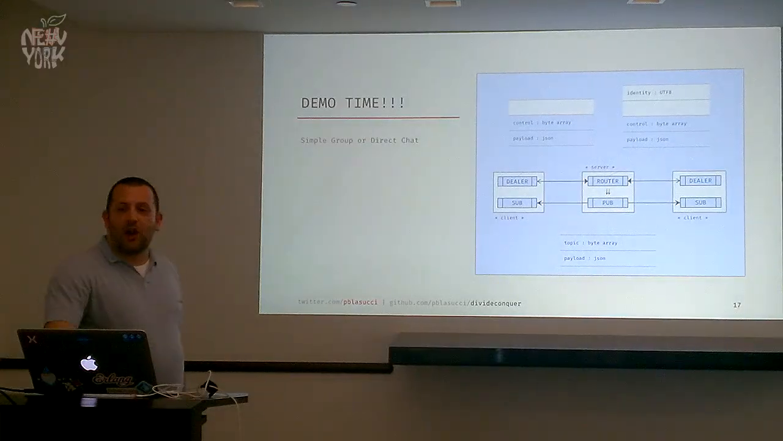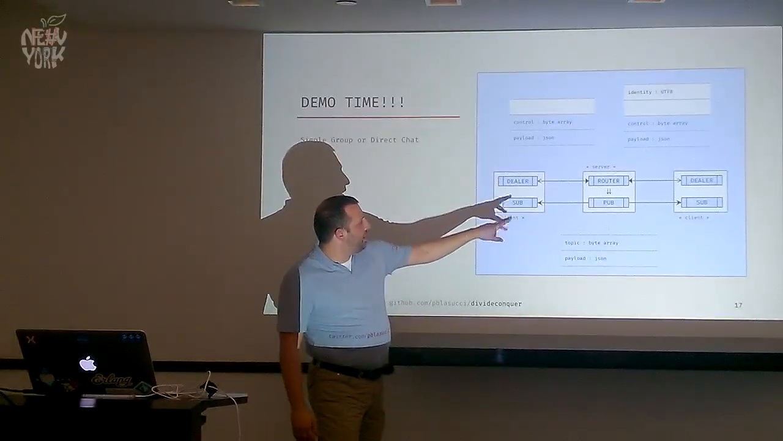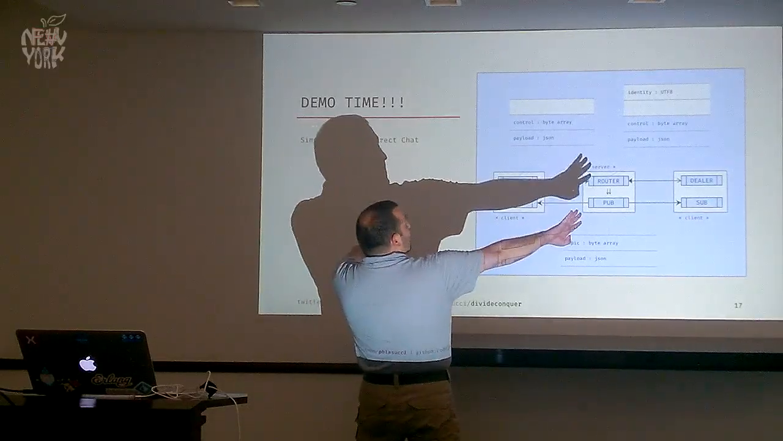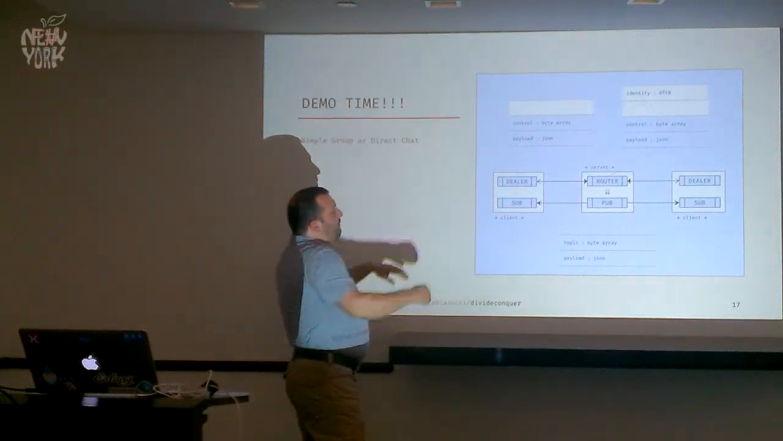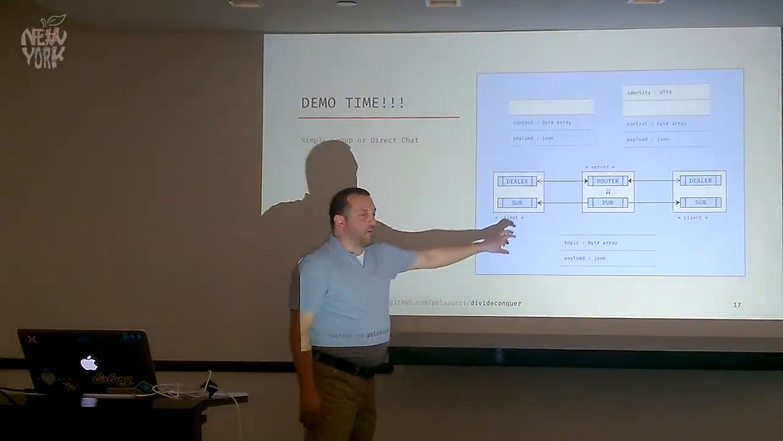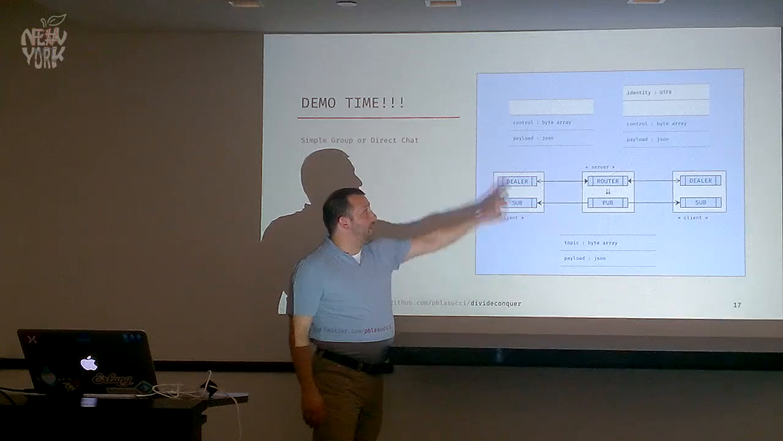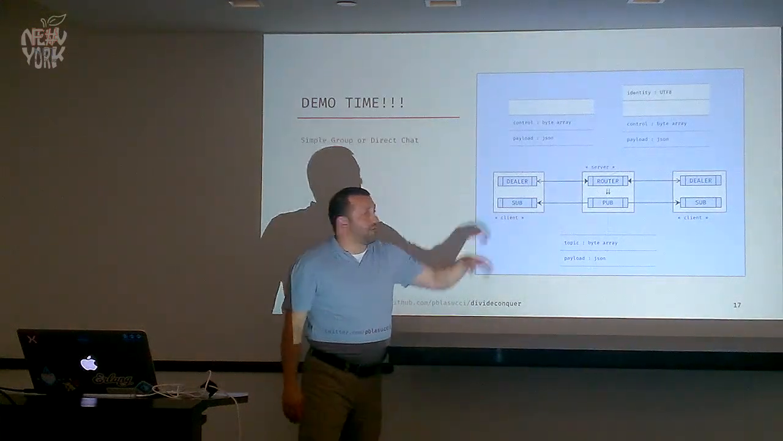High-level schematic of what our actual application looks like. Here's our server with its router socket and pub socket. Here's two instances of our client with a dealer and sub. And you'll see router and dealer are bidirectional. Pub sub is unidirectional. And at a very, very abstract level, this is what our messages look like. So a 2-frame message, a 3-frame message, and a 4-frame message.